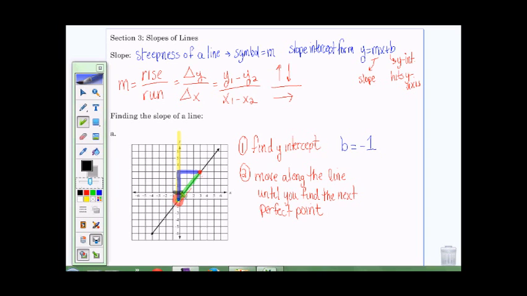We start here and we go 1, oops, wrong pen. 1, 2, 3, 4. Is it 4? So we went up 4, and then we go over 1, 2, 3. Because we went up first, I know my slope is positive. If I had to go down and then over, then it would be negative. But because we went up first, it's positive. So that was our third step, to count the spaces.